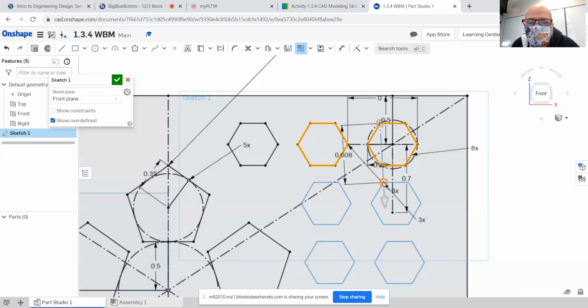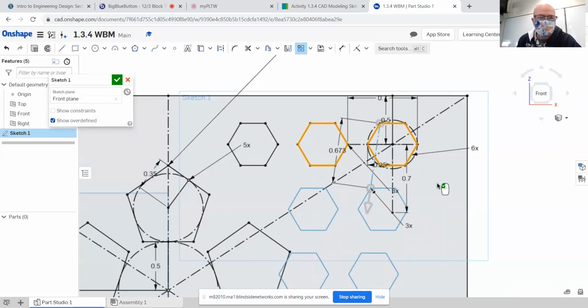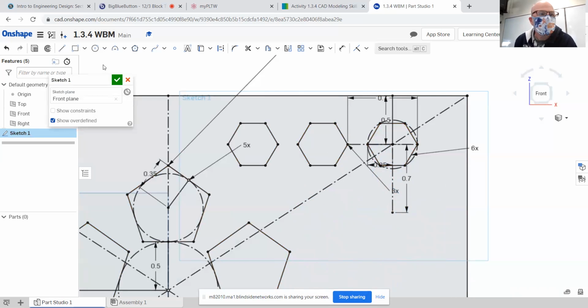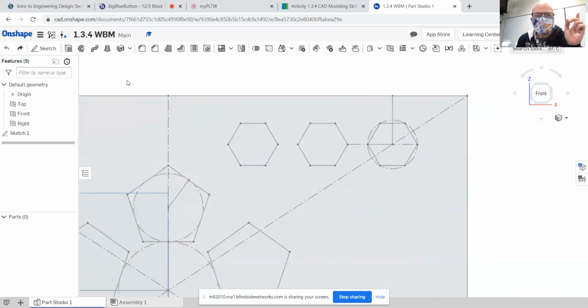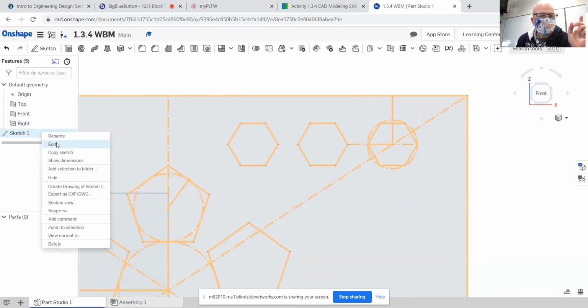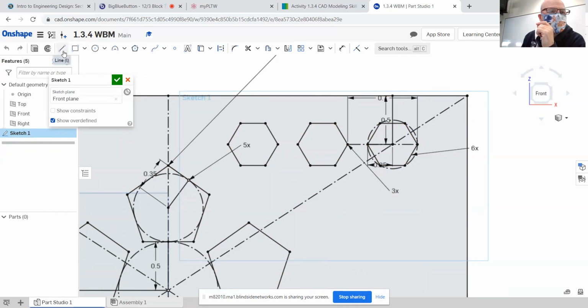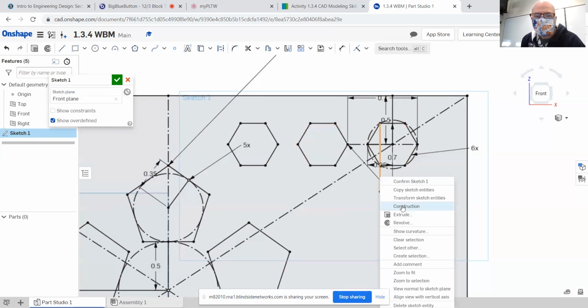Okay, what if I escape from that, my favorite key, and let me undo that little stupid construction line. Undo, and guess what? Did I undo too far? Guess what? Oh, edit the sketch. Edit. Okay, I'm going to do that same technique again, the stupid technique that takes so much longer than it should, but hey, I'm just going to do it. 0.7. I'm going to escape from that. I'm going to turn that into a construction line.